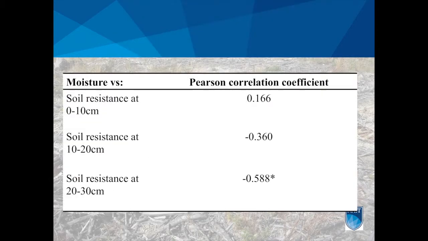And that's sort of further supported by the Pearson correlation coefficient at that lowest depth. So there is some correlation between soil moisture and soil resistance. Although we need to take this with caution because the TDR probe was integrating soil moisture over 0 to 12 centimeters, and this is soil resistance at 20 to 30. So the exact interpretation on that is sort of questionable.